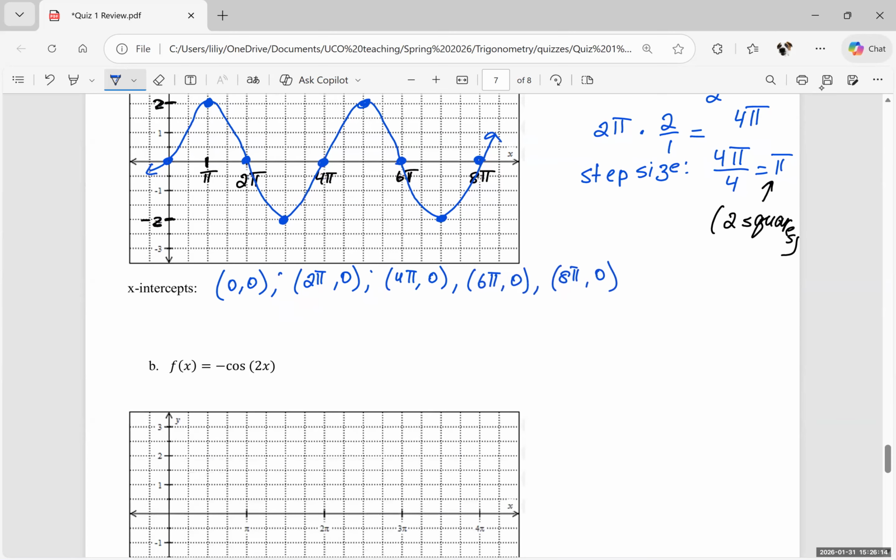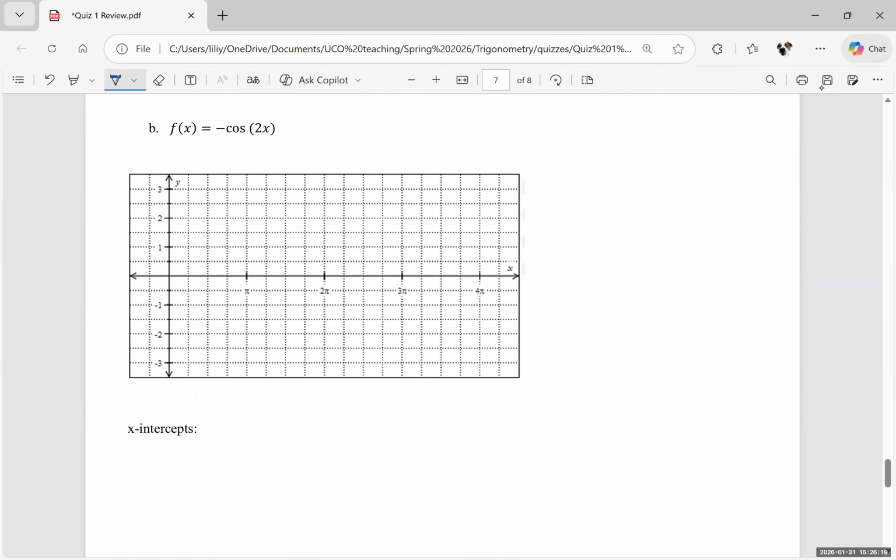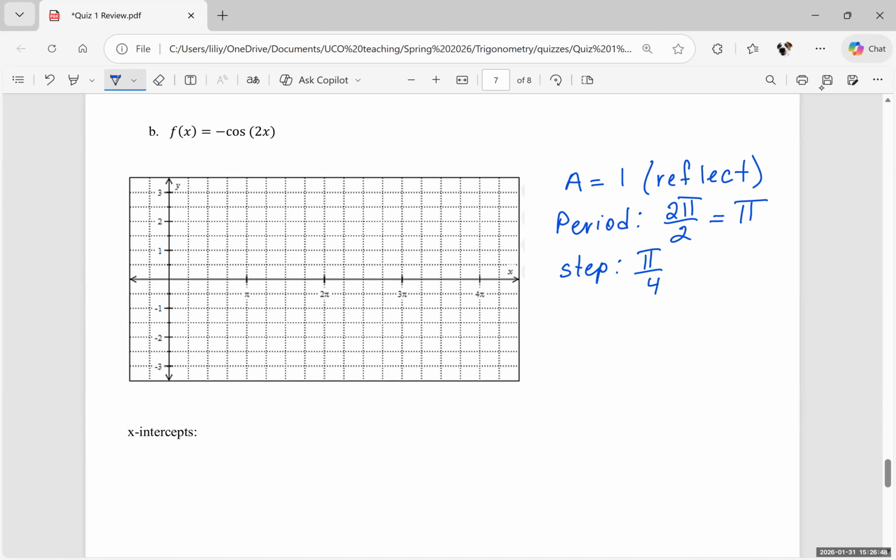All right, let's go ahead and graph the cosine function. So this one is reflected. A is 1, but it is reflected. That's what a negative in front of it means. The graph of the function is reflected over the x-axis, but the amplitude is still 1. We have a period of 2 pi over 2, so just pi, which means my step will be pi divided by 4.